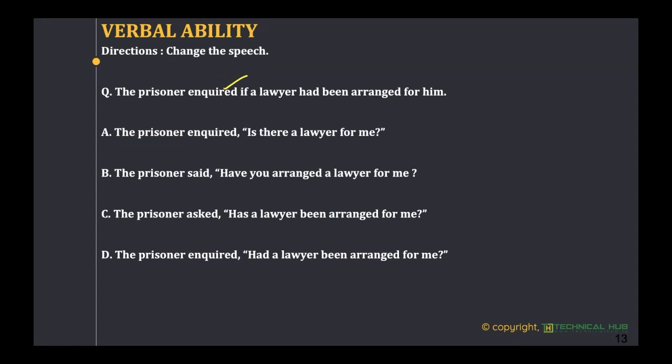The second thing, is there a lawyer for me? This is wrong. Inquiry will never say, is there a lawyer for me? This is wrong. The prisoner said, have you arranged a lawyer for me? This is again wrong. It is had been arranged, so the been form only should go. The prisoner asked, has a lawyer been arranged for me? This is the correct way. The prisoner inquired, had a lawyer been arranged for me? Again, wrong. Inquired is used. Otherwise, this also could be a possible answer.